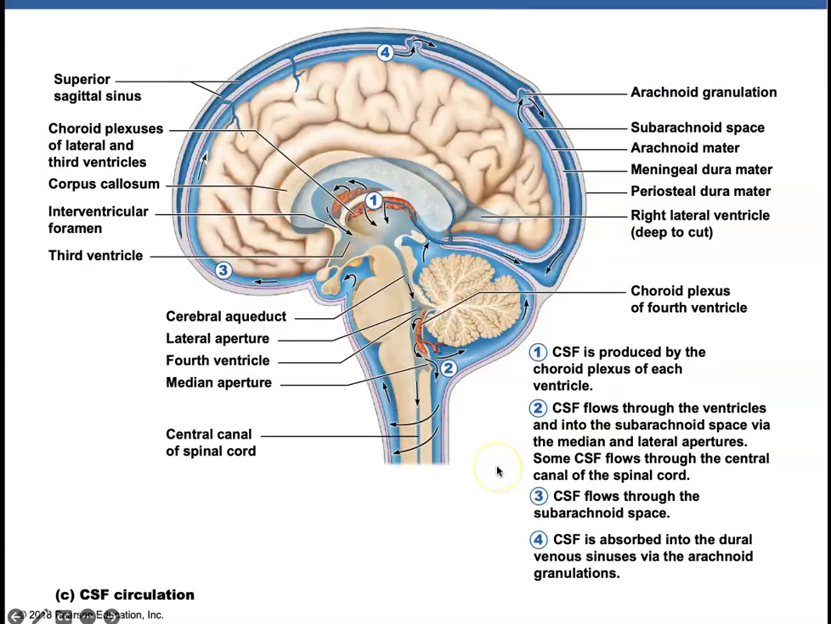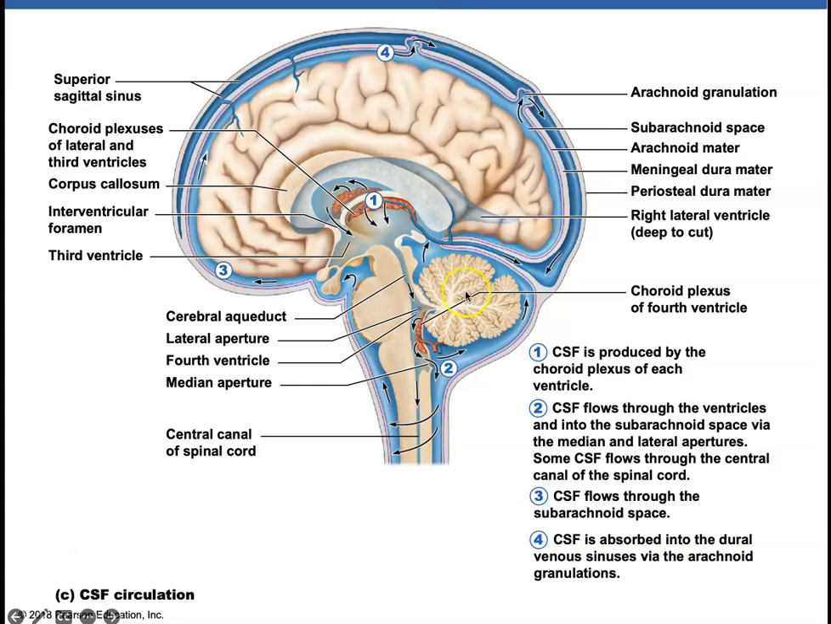When you look at the actual buoyancy of the brain, you can see here that as that fluid comes down and exits through the lateral apertures, it then fills and provides the fluid that the brain itself is going to sit in. So our brain is actually sitting in a fluid environment to protect it. And then we have the central canal through the median aperture, and that leads down into the central canal for the actual spinal cord.